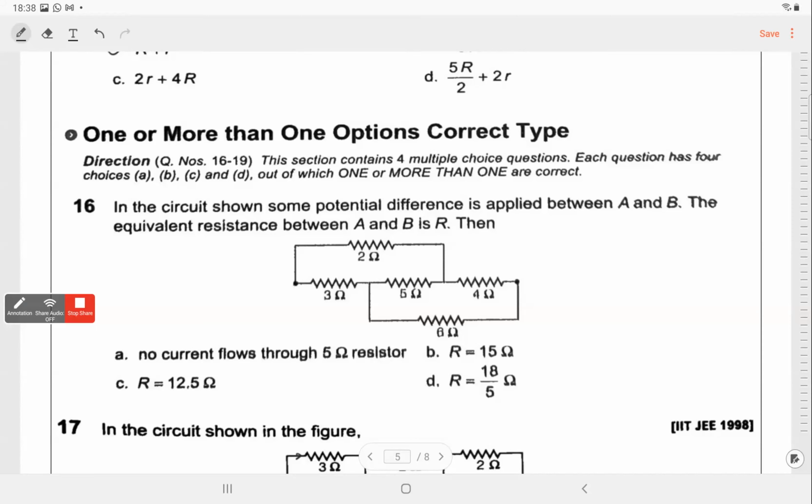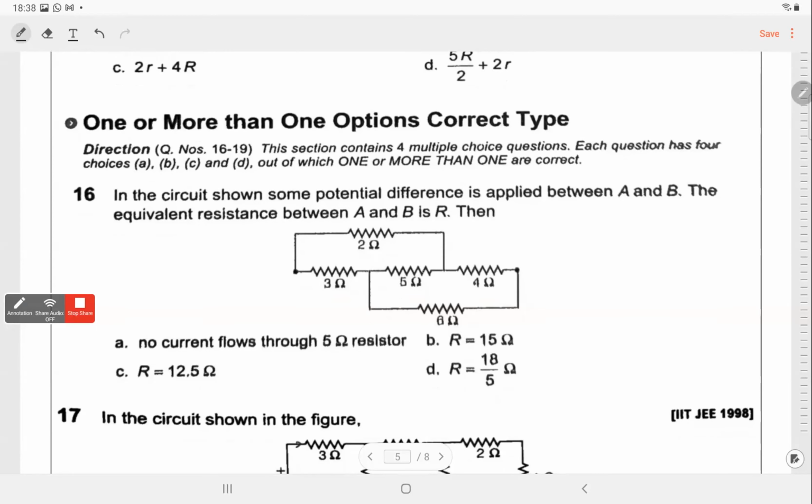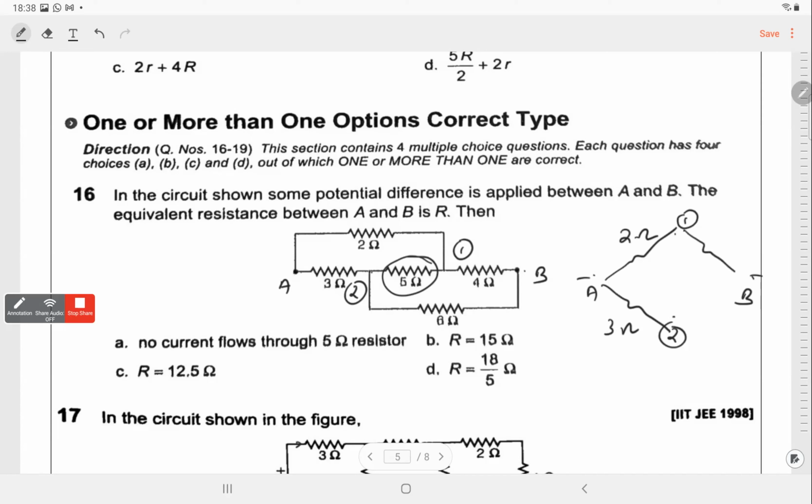Yes, question number 16. Done. 2 by 3 is 4 by 6. This middle 5 will be removed. It is like the Wheatstone bridge. This is A, this is B. In this, 0.1 and 0.2. A to 1 is 2 ohm, A to 2 is 3 ohm, 1 to B is 4 ohm, and 2 to B is 6 ohm.